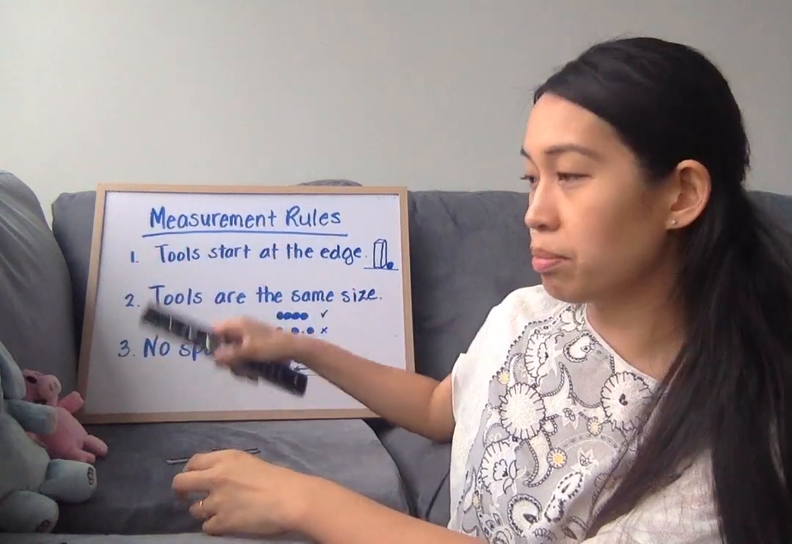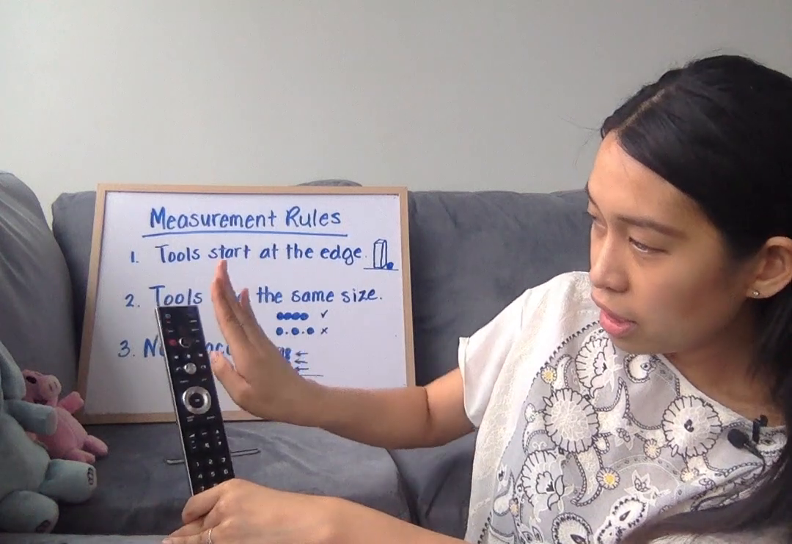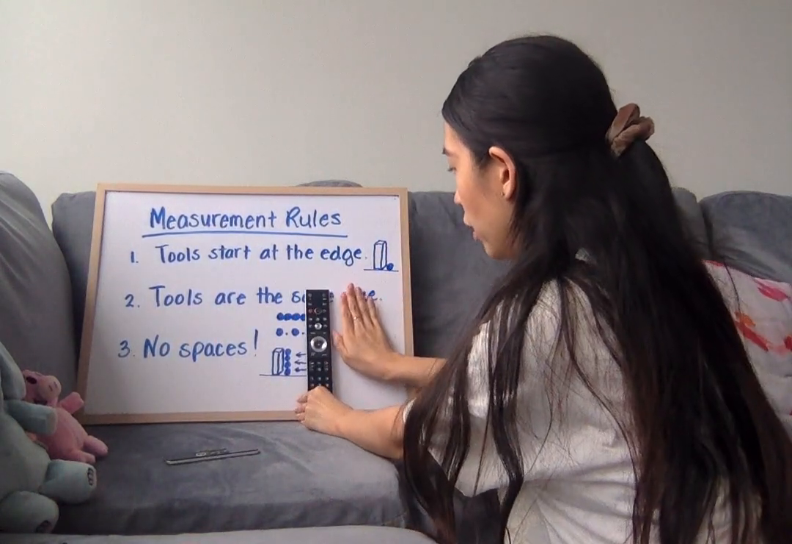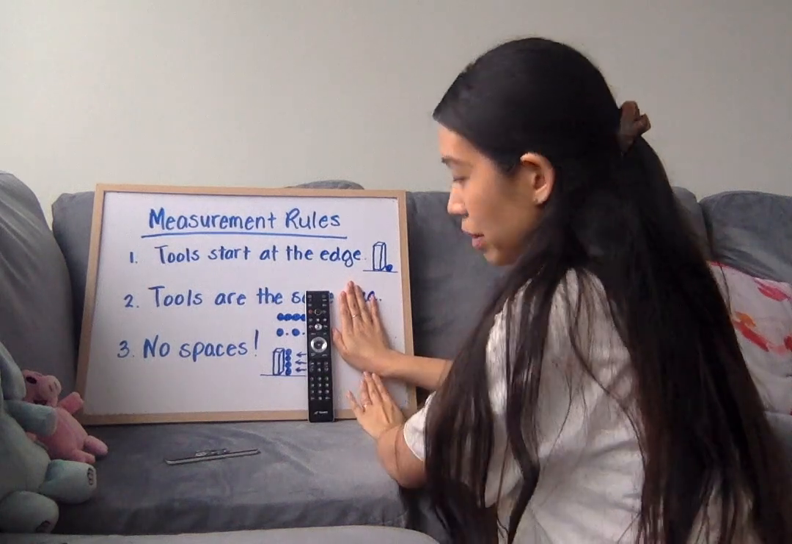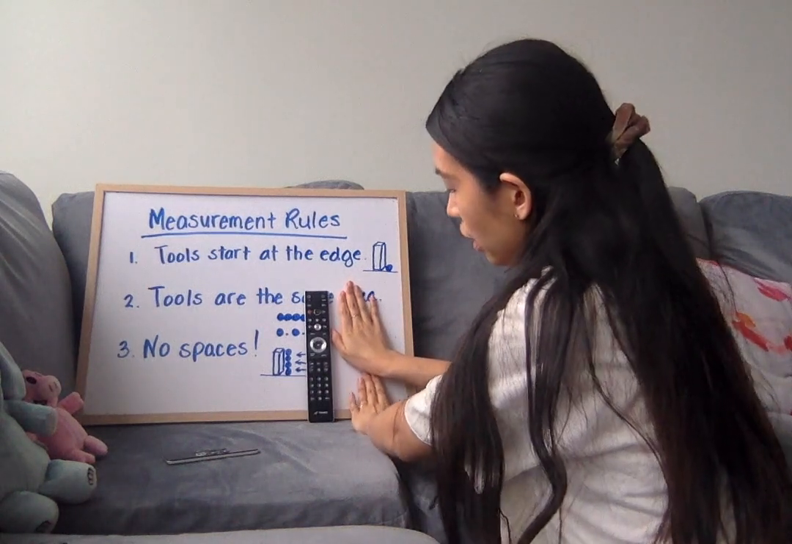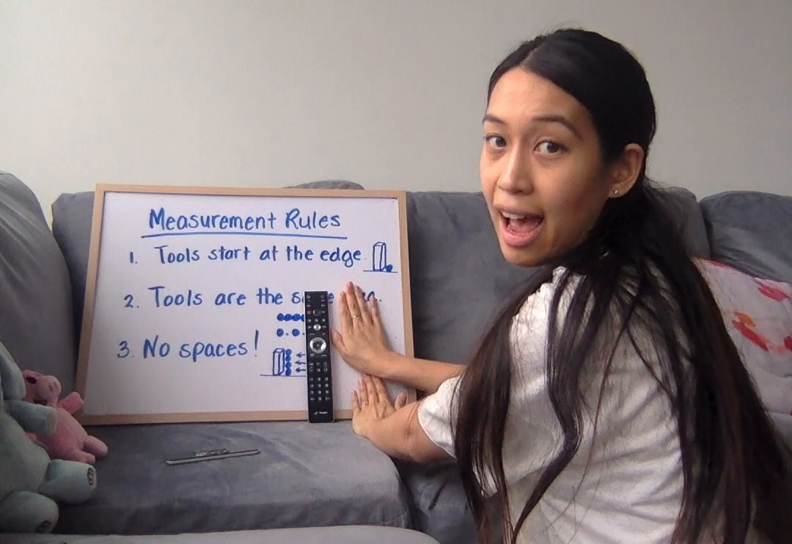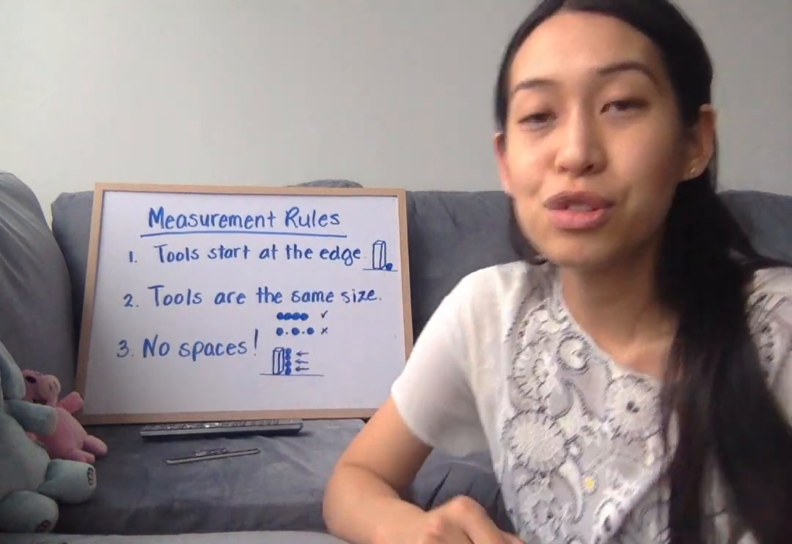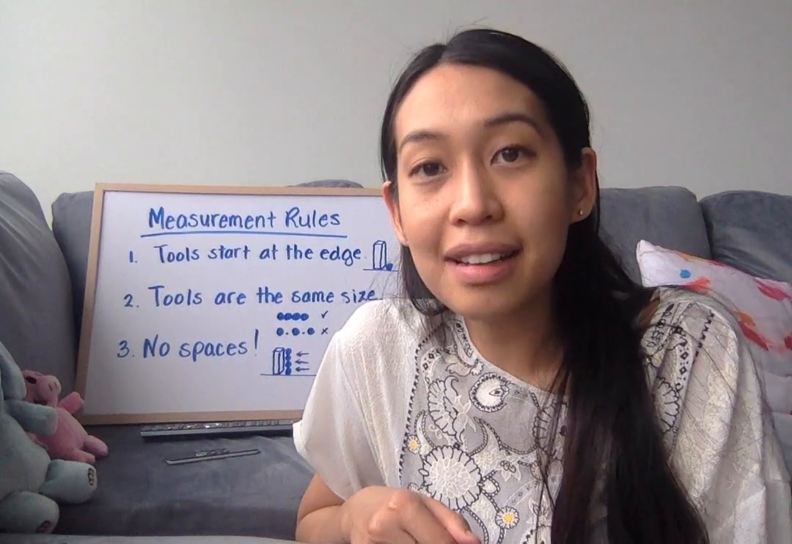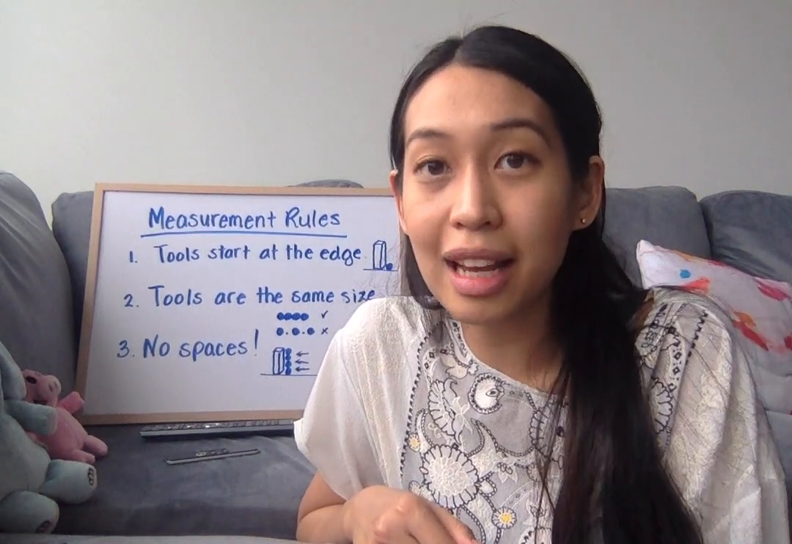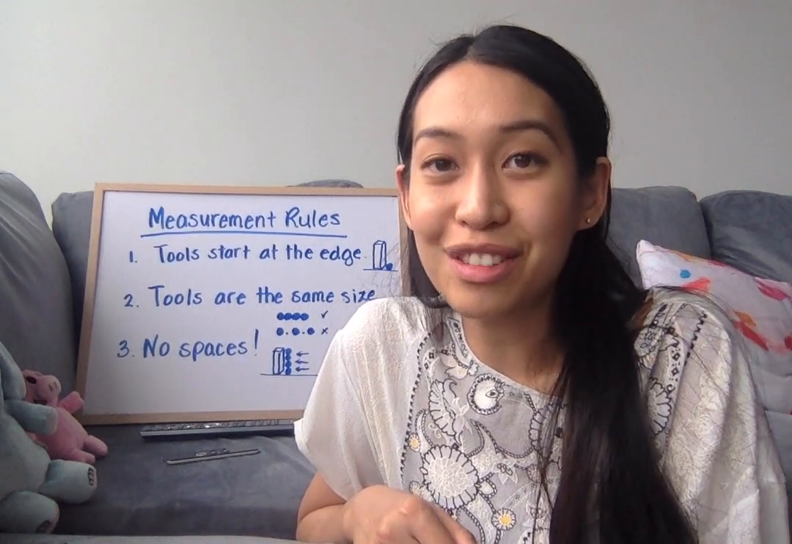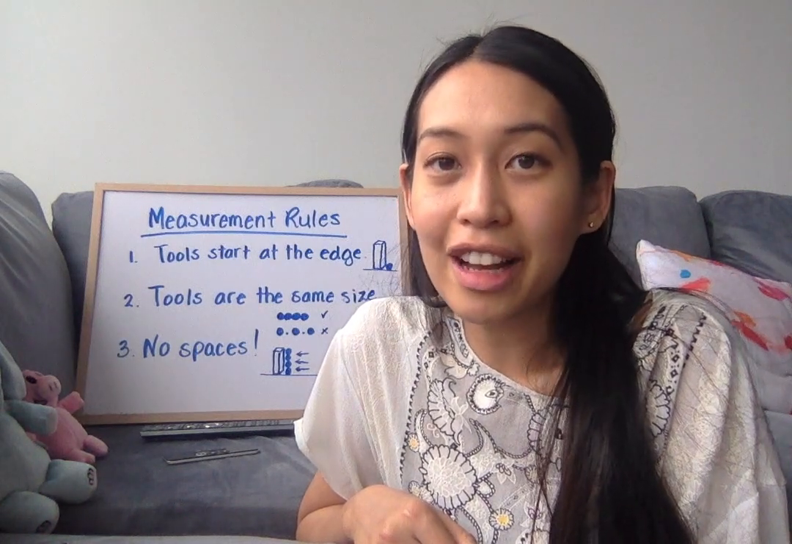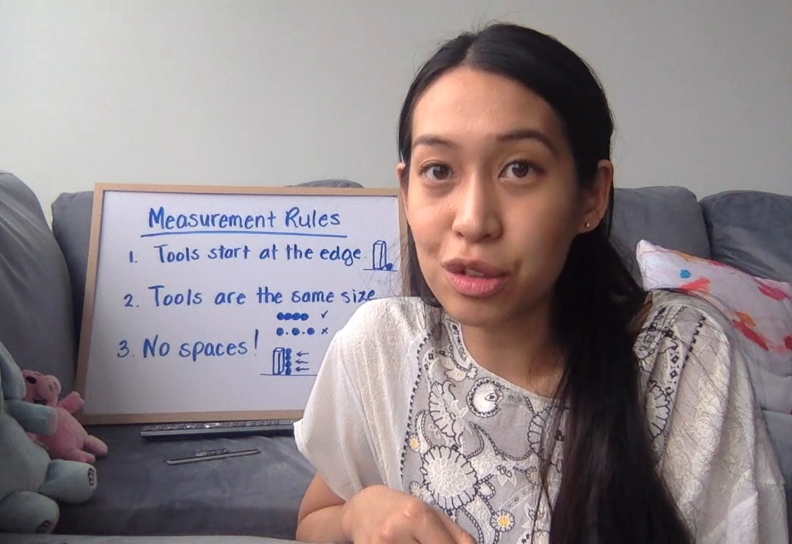Or if I want to measure my remote control, it's going to be a little harder. I'm going to have to put it right here. 1 hand, and I have to make sure my other hand is lined up. It looks like 1 hand and a half tall is the remote control. You can use so many tools at home. Anything that you can find that you have the same thing over and over, you can use that as a non-standard unit.